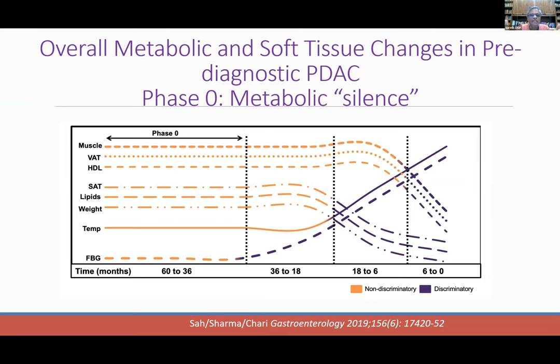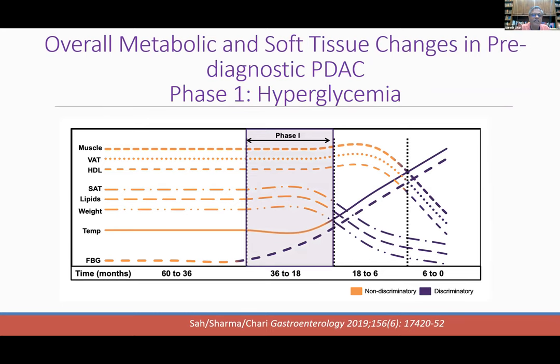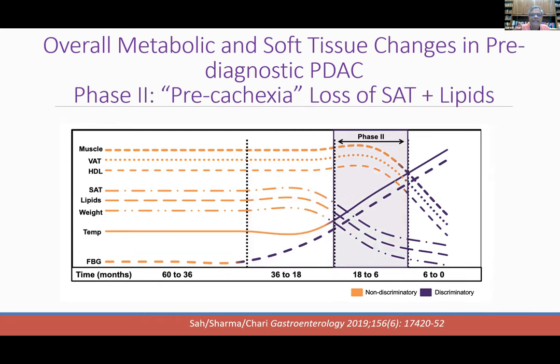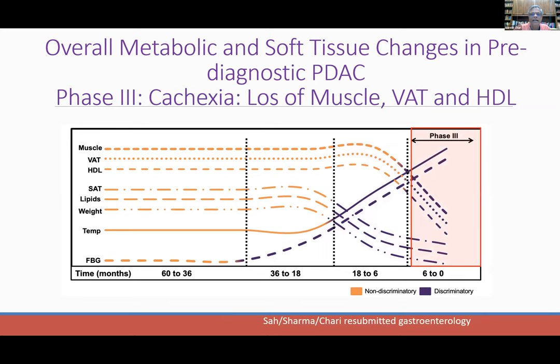We call this the phases of pancreatic cancer metabolic changes. There's a phase 0 where there's metabolic silence, in the sense that nothing is happening metabolically, and that's before 30 to 36 months. Then there is a phase when glucose is rising, but we don't see any other metabolic change. Not sure what the explanation for this is. Then there is a phase when there is both a rise in glucose and a drop in lipids and in subcutaneous adipose tissue, which we think is because of browning of white fat. And then there is a phase of cachexia where there's muscle loss, visceral adipose tissue loss, and of course continuing rise in blood sugar of these patients.